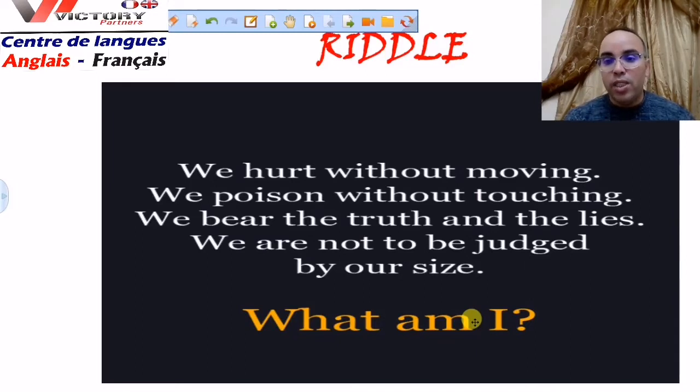Our riddle for this session is: we hurt without moving, we poison without touching, we bear the truth and the lies, we are not to be judged by our size. What am I?